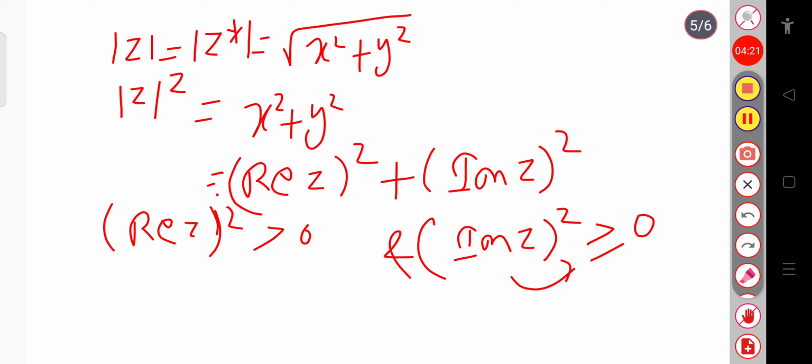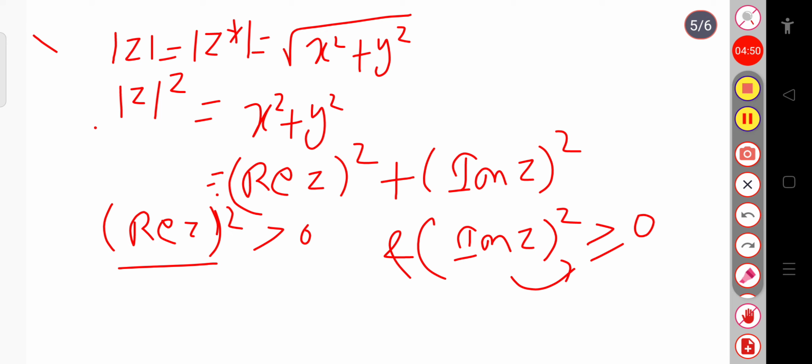If the imaginary part is equal to 0, then mod z square is equal to the real part of z whole square. Simply it means that the real part of z must exist in case of calculating the absolute value of the complex number. Or we might say that the imaginary part may be 0, but the real part must exist.